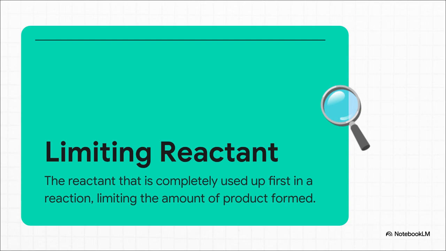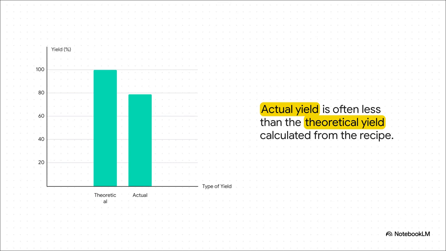In chemistry, we call that the limiting reactant. It's the ingredient that runs out first and stops everything. And because of things like that, or maybe the reaction just isn't perfect, the amount of stuff you actually make, your actual yield, is usually a little less than what the recipe promised, which we call the theoretical yield. We measure how successful we were with something called percentage yield.